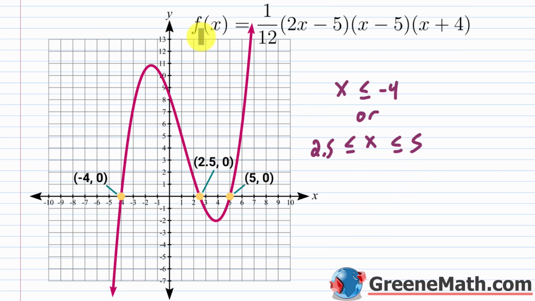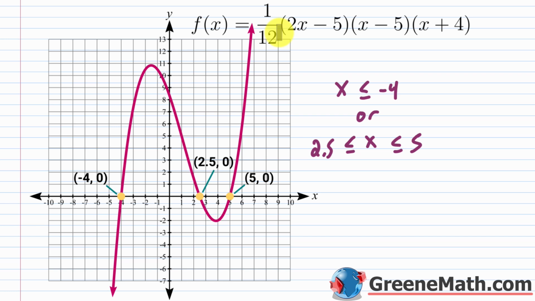All right, so coming down here, again, I'm using the original f of x equals 1/12 times the quantity 2x minus 5 times the quantity x minus 5 times the quantity x plus 4. I gave you a Desmos link. If you want to put your cursor right here and delete this, you'll see that the graph is going to change. It's a different function you're working with, but the solution would still be the same.